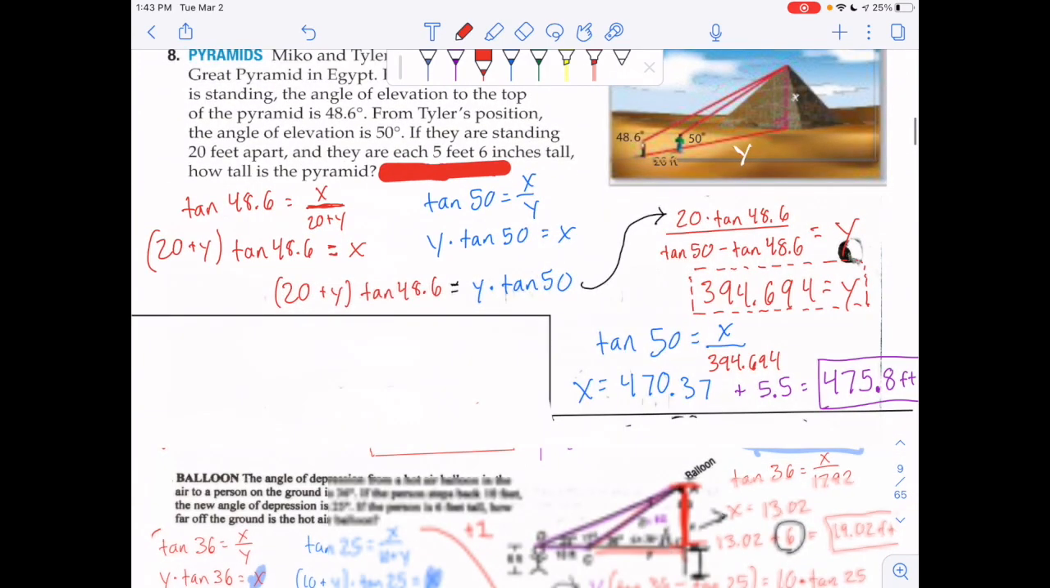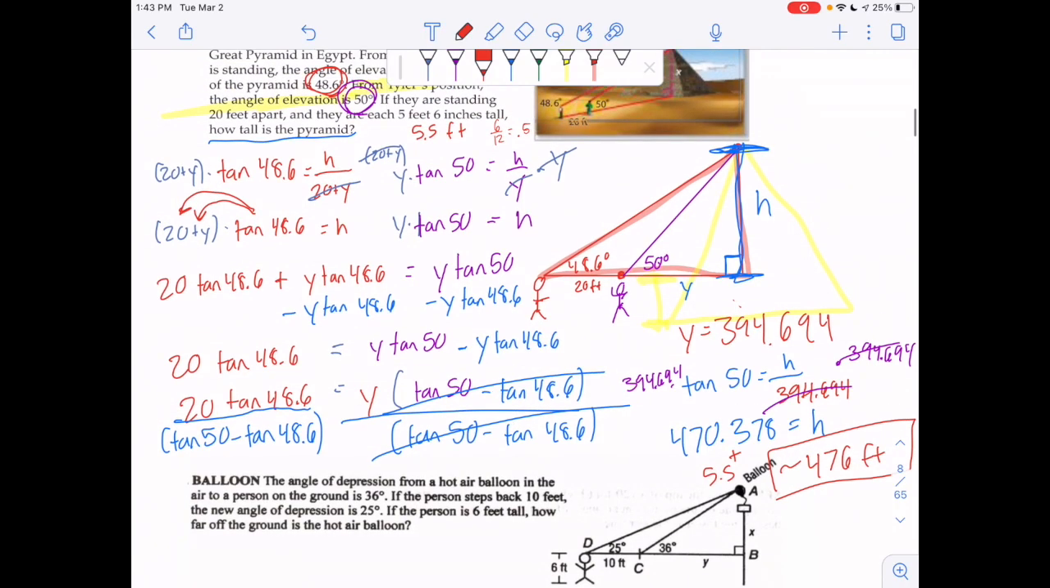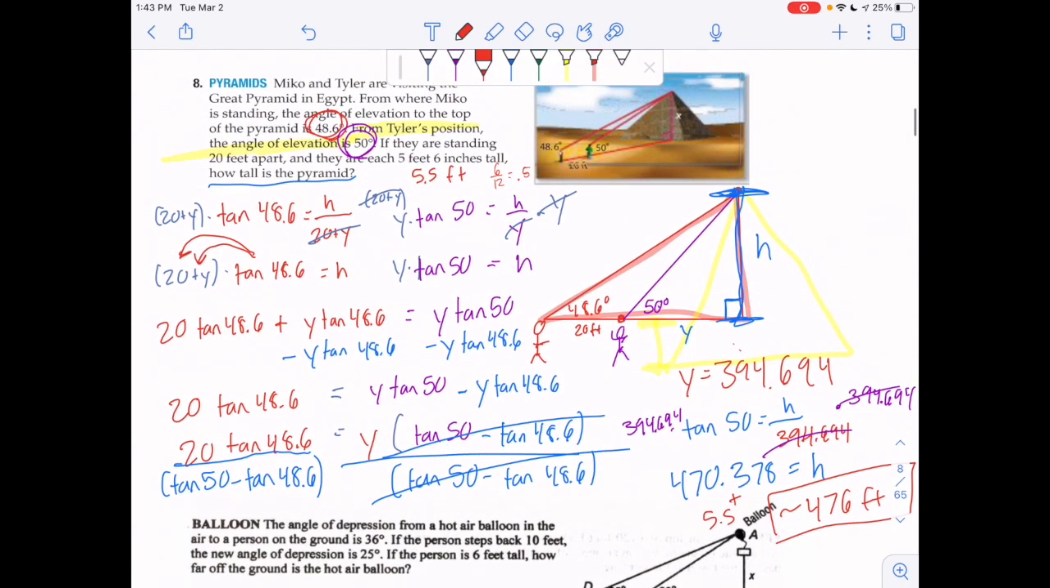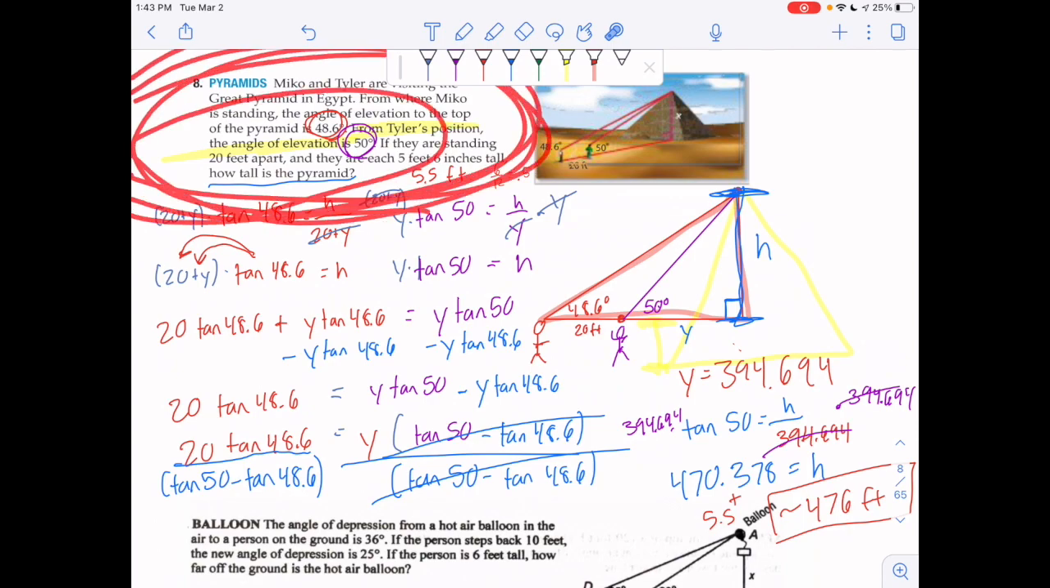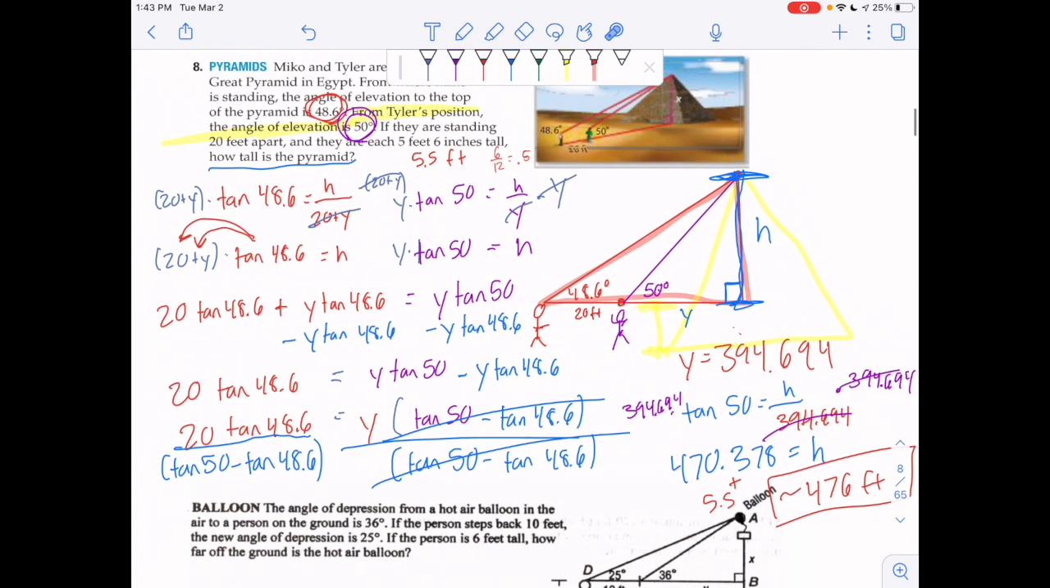That should be the answer. Yeah, my key was 475.8. So depending on what the problem asks you, okay? Round to your nearest tenths, round to your nearest whole feet. In this case, they didn't ask you. So if they don't ask you where to round it, then it's fair game. Okay, that I won't mark you off, right? Just make sure you follow the directions.